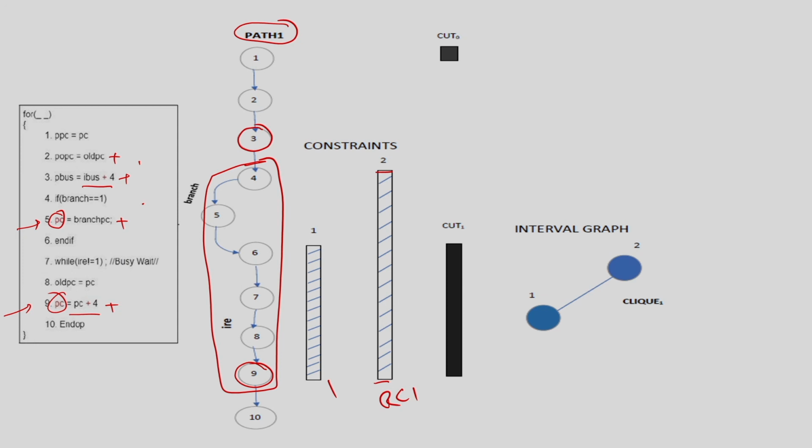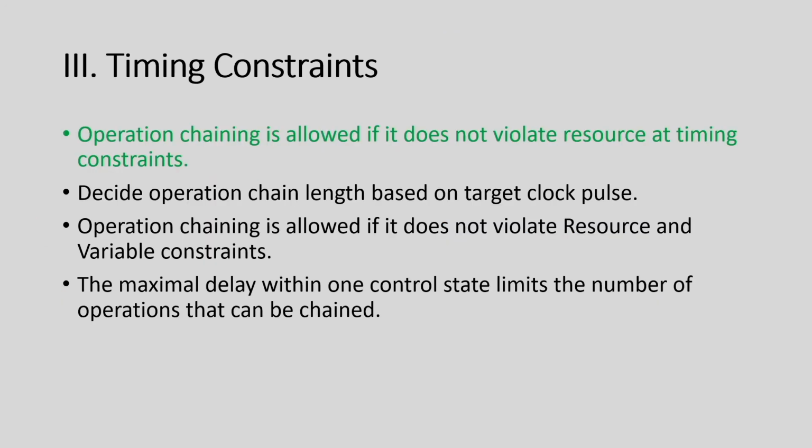I have discussed the variable constraint and the resource constraint. Now what is the third constraint? The timing constraint. As I mentioned, operation chaining is the default option in this path based scheduling, because here I want to schedule everything as fast as possible. Whenever there is no timing conflict, I am going to allow operation chaining as much as possible. By default I will assume that whatever chain of operations there is, I can schedule in a single clock as long as it meets my timing constraint.